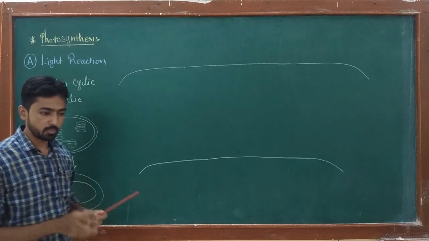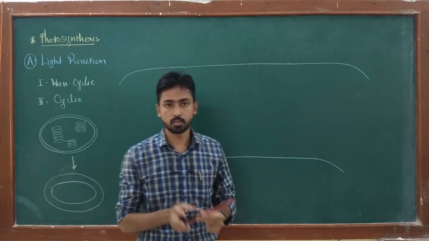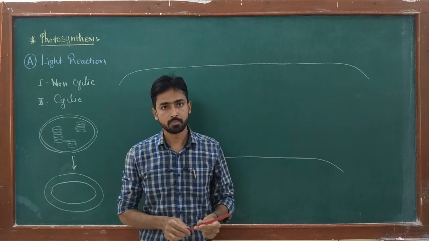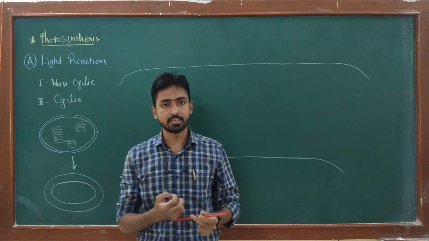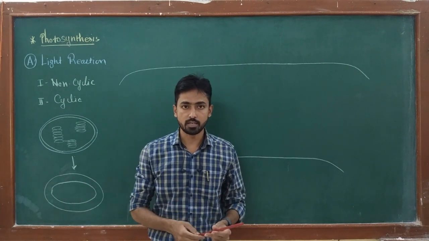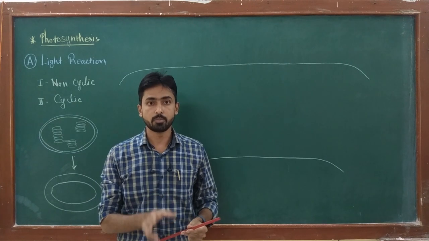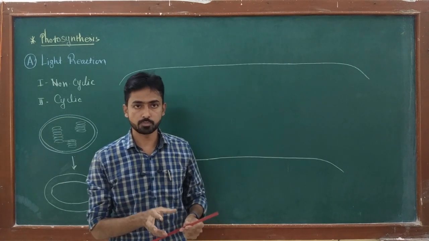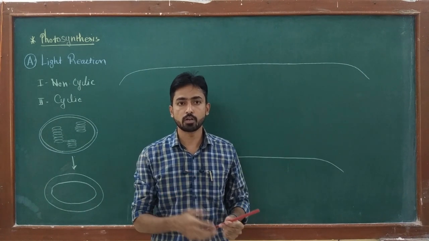Light reaction takes place in the granum of a chloroplast, particularly in the membrane of the thylakoid, and this is the reaction which is responsible for absorbing the light energy and converting it into chemical energy in the form of reduced energy carriers like ATP and NADPH2. The product of the light reaction is used by the dark reaction for fixation of carbon dioxide.